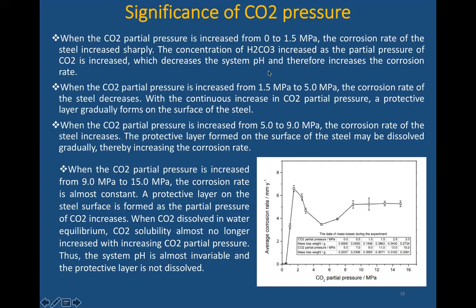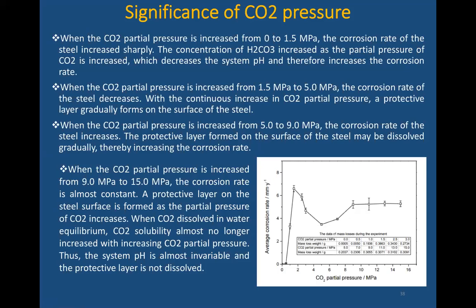Why? The concentration of H2CO3 increases as the partial pressure of CO2 is increased, because we know that as H2CO3 is produced, your corrosion will increase. This decreases the system pH and therefore increases the corrosion rate. Now after 1.5, suddenly the corrosion rate decreases. Why? When CO2 partial pressure is increased from 1.5 to 5, the corrosion rate of the steel decreases. With the continuous increase of CO2 partial pressure, a protective layer gradually forms on the surface of the steel. So once you increase the CO2 partial pressure, a protective film is produced on the surface of the steel. Then there will be no corrosion.